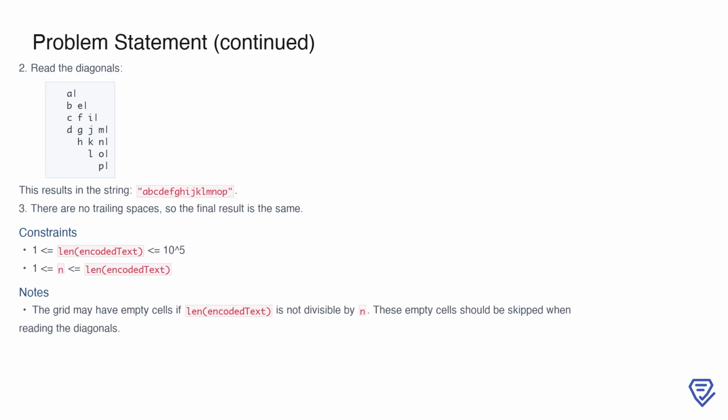Now consider a third example, where the ciphertext is ABCDEFGHIJKLMNOP and the number of columns, n, is 4. Writing this text into a grid with 4 columns results in a complete and evenly filled grid. The first row contains ABCD, the second row contains EFGH, the third row contains IJKL, and the fourth row contains MNOP. Since the grid is completely filled, there are no blank cells.